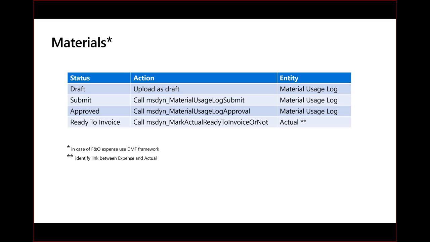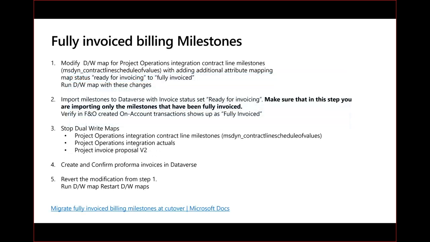Material, similar entity is called material usage log, has the same actions: material usage log submit, material usage log approval, and mark actual ready to invoice on your actual. So it's the same logic you're going to do for materials. Last thing that I want to highlight is about what you do with milestones. So there's a different approach.